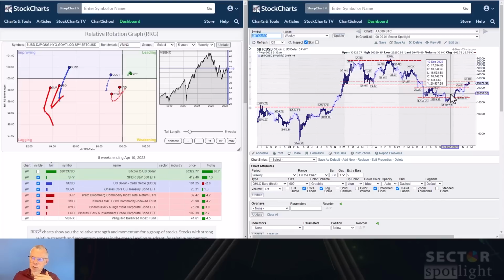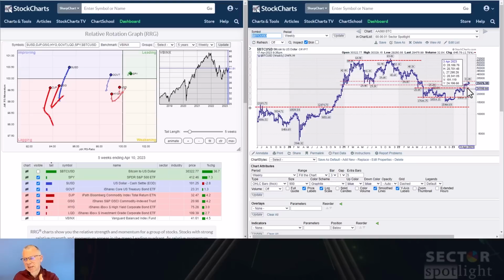But the super negativity for Bitcoin and crypto is definitely gone. And I think we should approach Bitcoin from a positive perspective. Higher highs, higher lows, taking out resistance frees up the way for more upside.